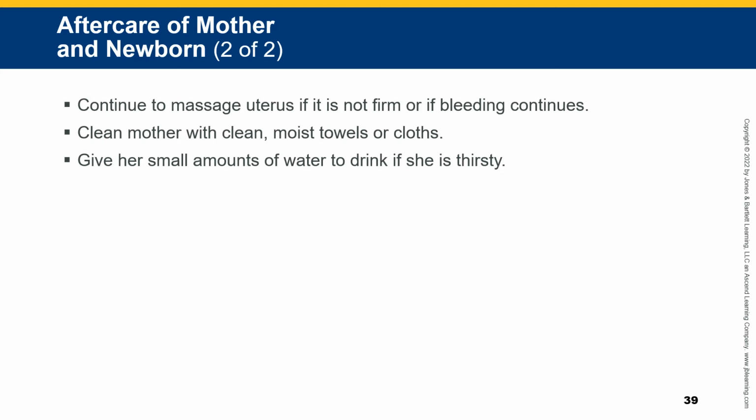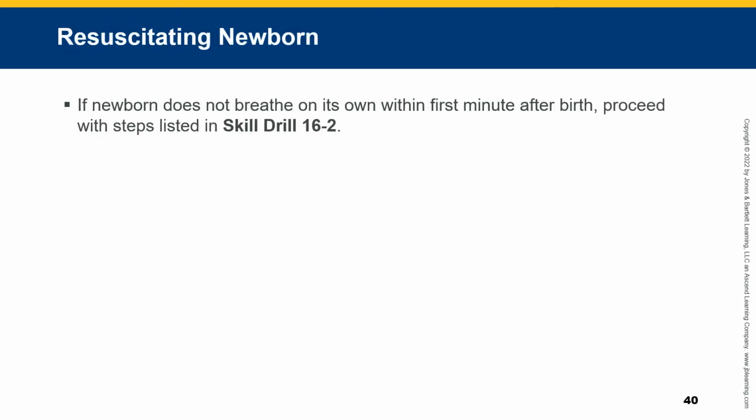Continue to massage the uterus using a circular motion if it is not firm or if bleeding continues. Clean the mother with clean, moist towels or cloths and give her small amounts of water to drink if she is thirsty. If the newborn does not breathe on its own within the first minute of birth, proceed with the steps listed in Skill Drill 16-2.